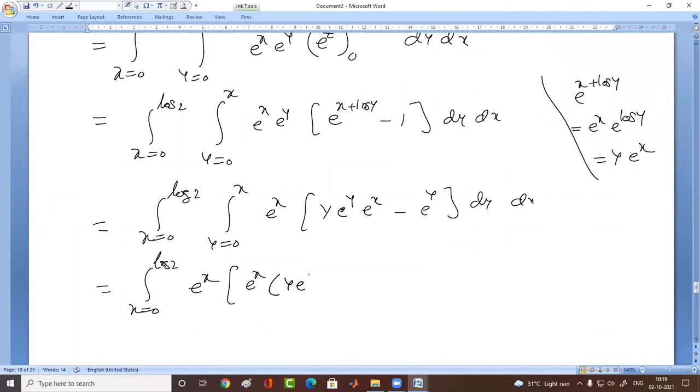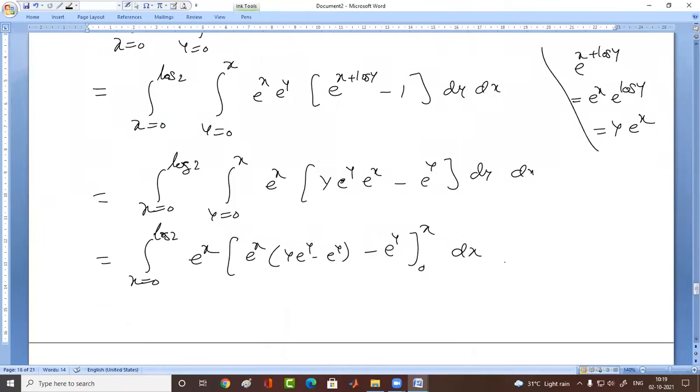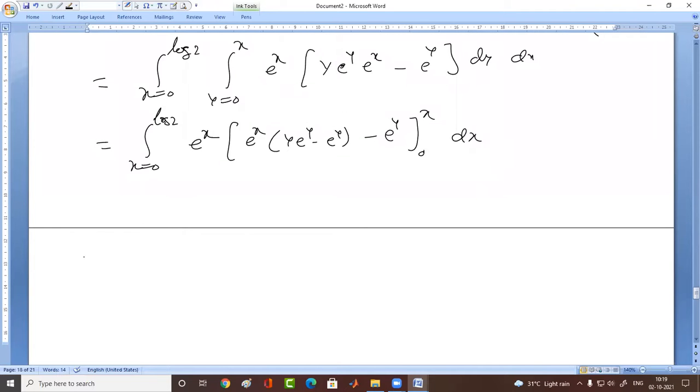So y e power y minus e power y. Okay. Now e power y integration is e power y, from 0 to x. Now substitute the limits, very easy, but it will take more time for the calculation part. e power x. Put y equals e power x into x e power x minus e power x minus e power x.